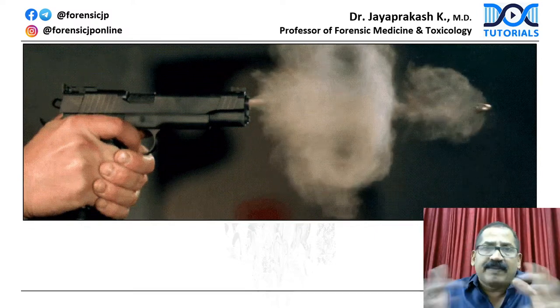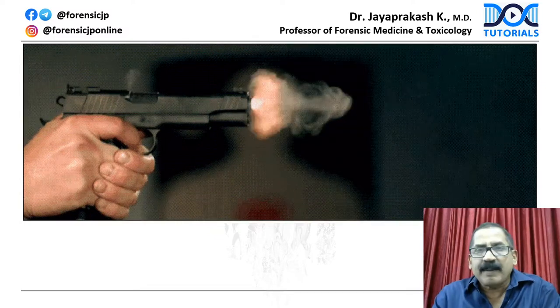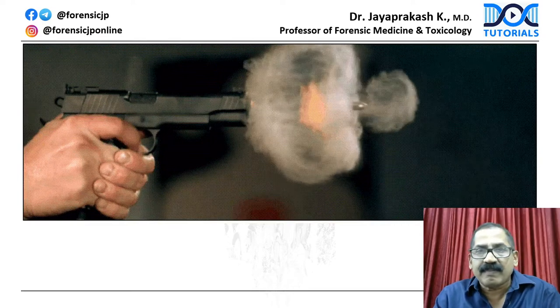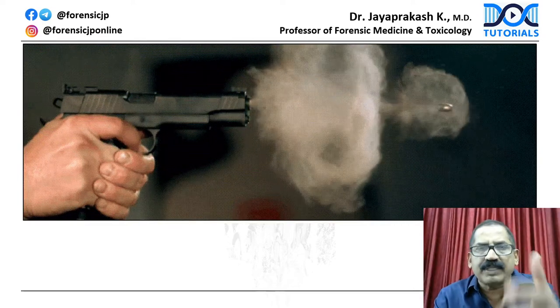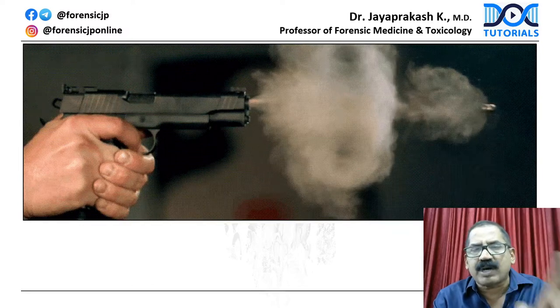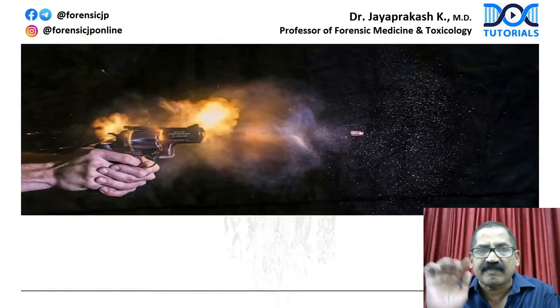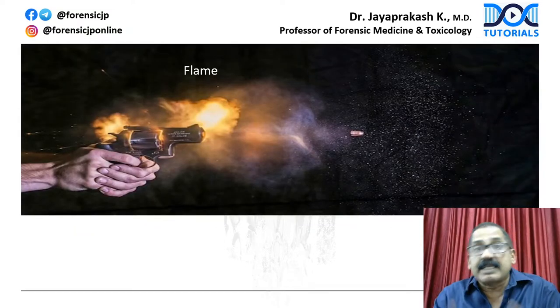The completely burnt gunpowder gives rise to smoke and soot. Partially burnt and unburnt particles give rise to small particles. I am going to tell what are the products of firing and what are the effects on the body. Now, in this picture, you can see the flame. Remember, along with the flame, there will be hot air.